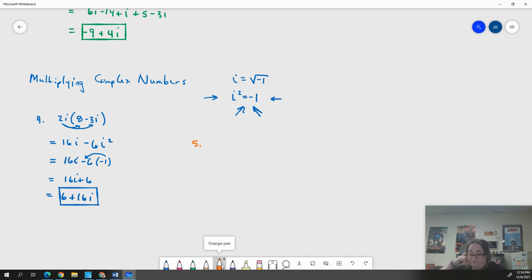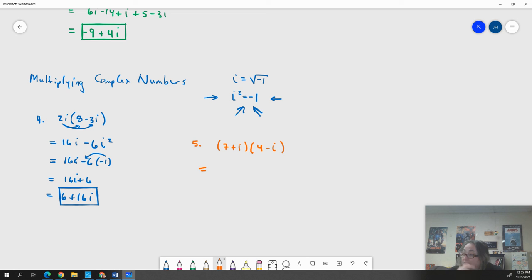Let's look at another one. What if I have 7 plus i times 4 minus i? You guys know that FOIL method? I hate the term FOIL. I really do, because it only works with binomials. I prefer to think of it as distribution, that you distribute the first number to each piece and then you distribute the second term to each piece. Because that way, if I had 3 terms in here, it would still work.